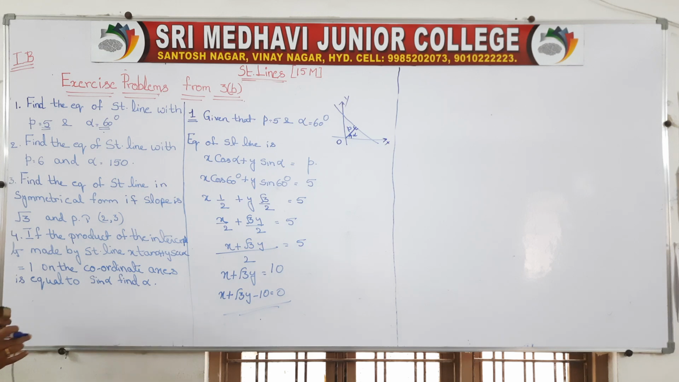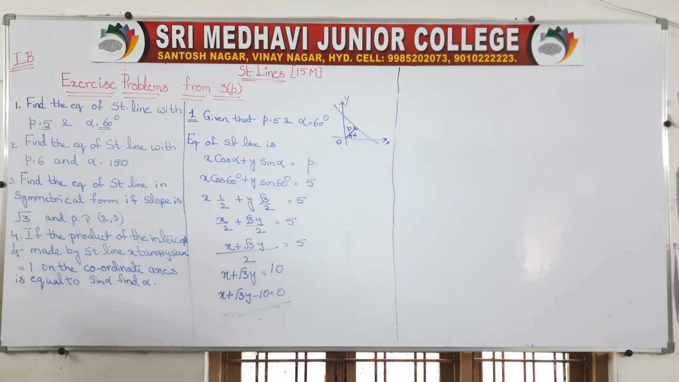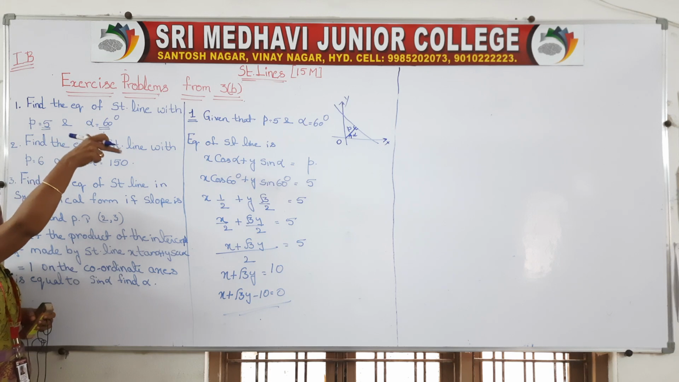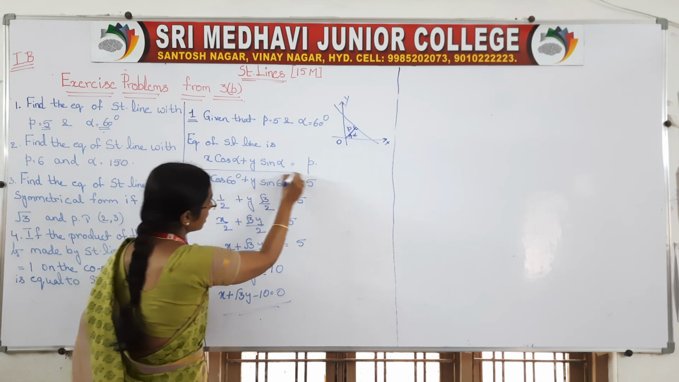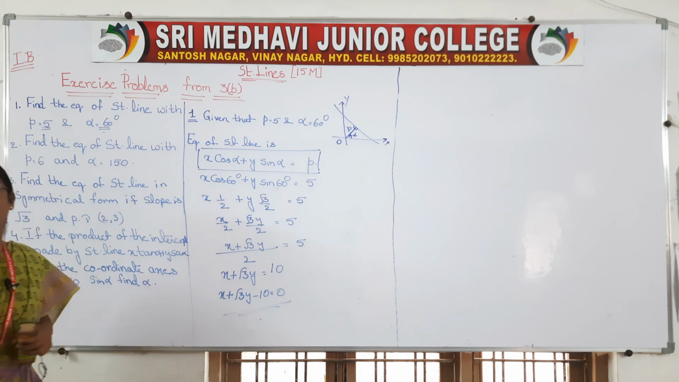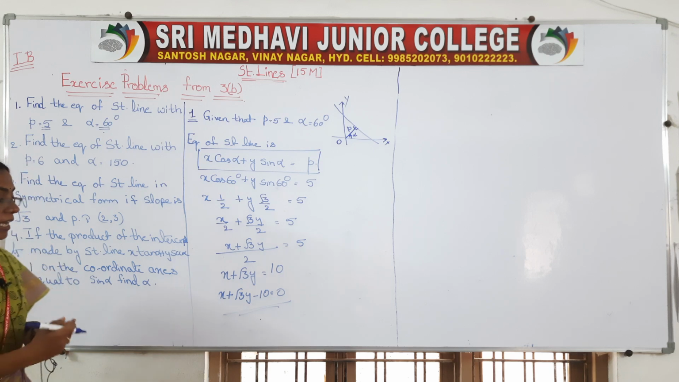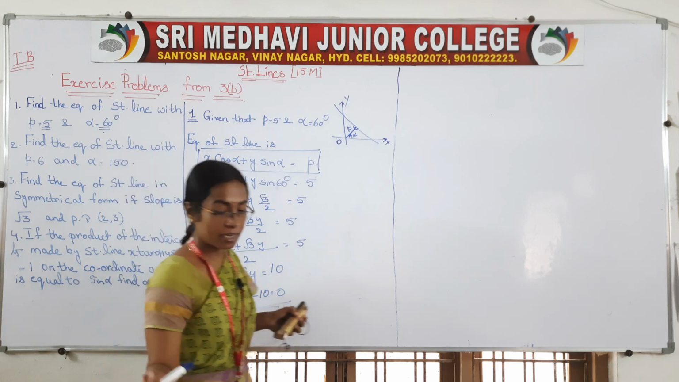So in any question, suppose some information is given to you, find the equation of the straight line. First of all, you have to think about which form fits that information. Here P is given and alpha is given. Which straight line form contains P and alpha? Normal form, isn't it? This form contains our alpha as well as P. At the end, all equations will be in the general form only, ax plus by plus c is equal to 0, where a, b, c can be real numbers.